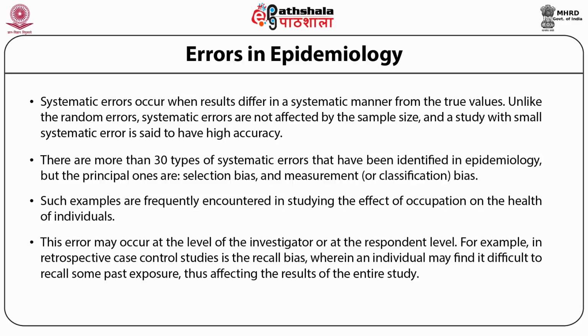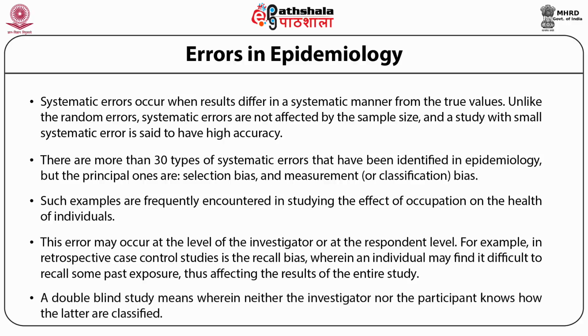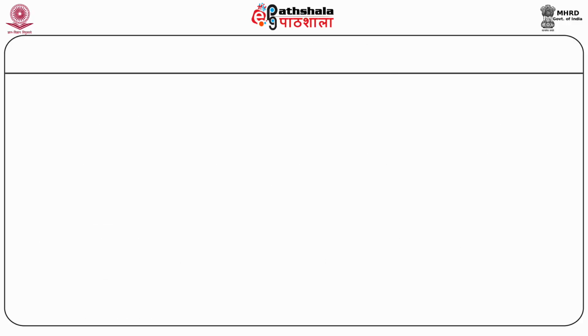Further, if the investigator is already aware of the exposure status of the individual in the study, it may lead to observer bias. Such bias is removed by conducting a blind or double-blind study where the investigator does not know how the participants are classified. A double-blind study means that neither the investigator nor the participant knows how the latter are classified.